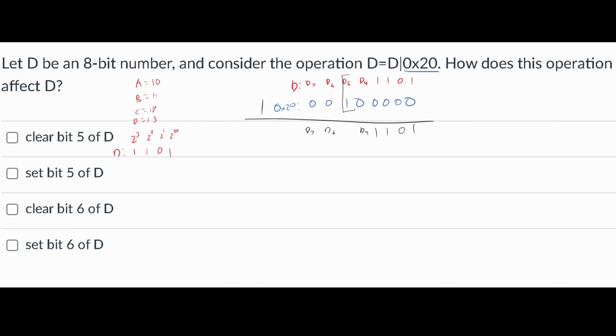Now, notice how this is a 1. Because this is a 1, this is going to be changing. And since it's a 1, it's going to be setting because it's an OR. So this is going to be 1. It's different from our D5. So we can get rid of clearing. And we're going to be setting not bit 6, but bit 5. So the answer for this would be setting bit 5 of D. And that's how we would go about solving for this and anything like it.